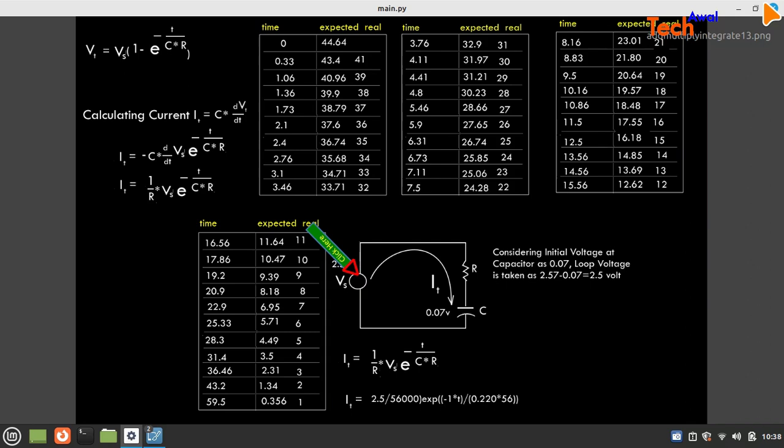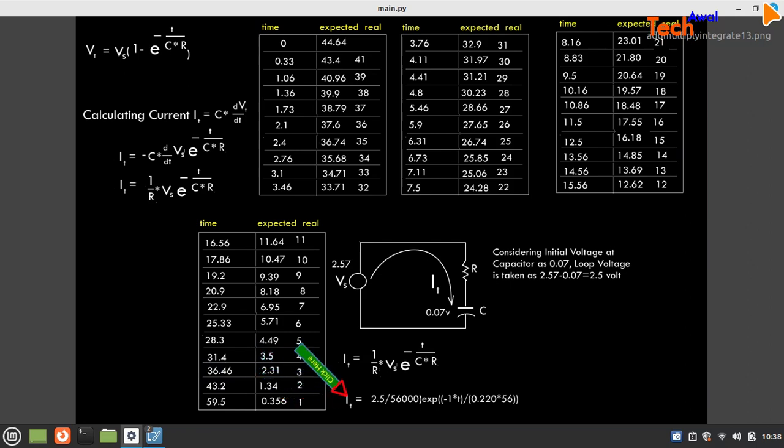Okay, so with the practical we have calculated the readings. At time 0, the expected is 44 microampere, which is the calculated value, and whatever we got, there is nothing. At 0.33 second it shows 41 microampere, at 1.06 second 39, at 1.36 38, at 1.73 37, at 3.46, and at 15.56 seconds the current is 12 microampere. So this is what we are getting in the practical, and at the end of 59.5 seconds the current reaches 1 microampere.